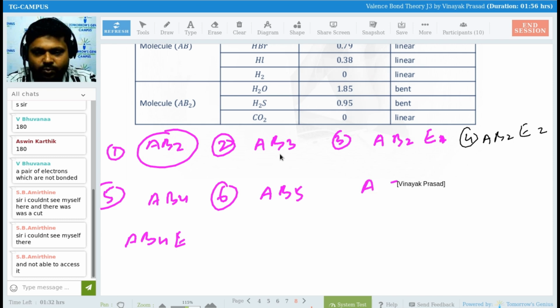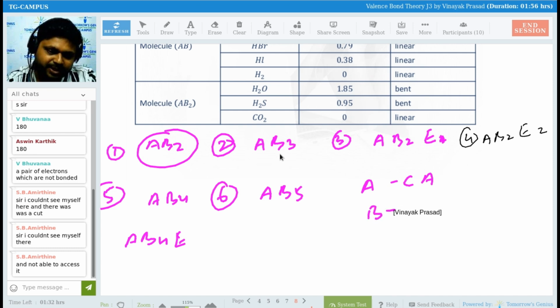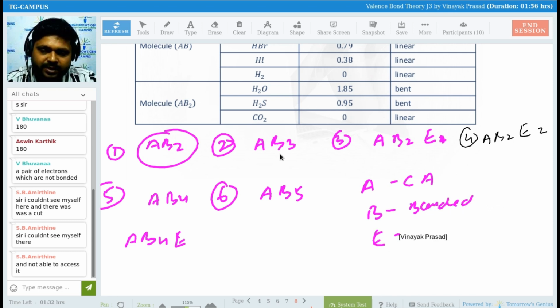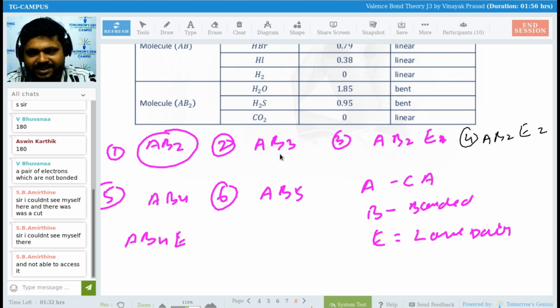See, here A is what? Central atom, right? B is the bonded atom. Yes, very good. And E is what? E is the lone pair. Everyone is now clear with this? What is A? What is B? What is E? Is there any problem? Anyone? Please tell me if there is any problem. No one is having any problem?